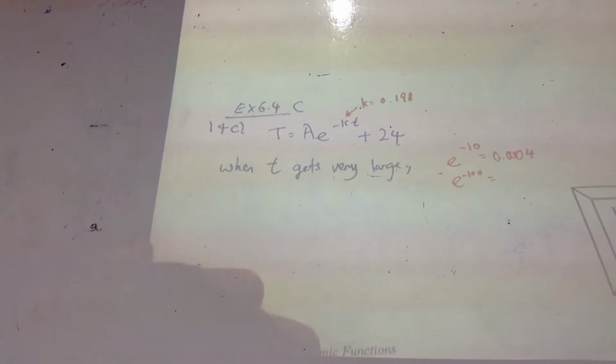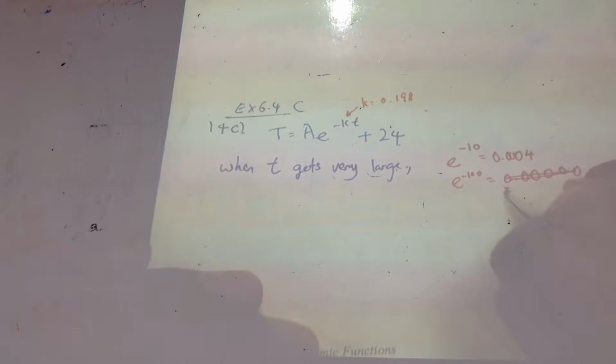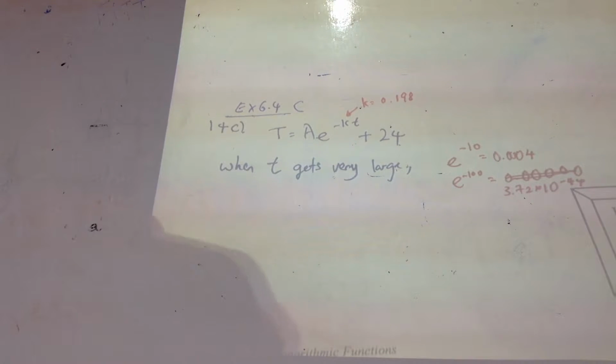Let's try again with 100. E to the power of negative 100. What is the value then? E to the power of negative 100 is 0. Oh, not enough, huh? Oh, 3.72 times 10 to the power of negative 44. So it's as close as 0. Now, what I want you to write is this.